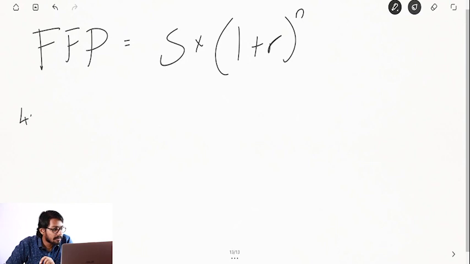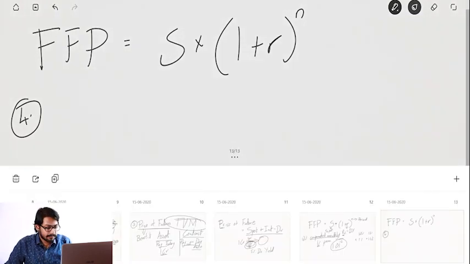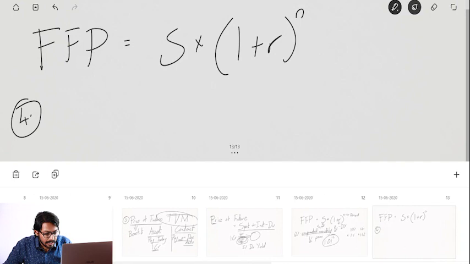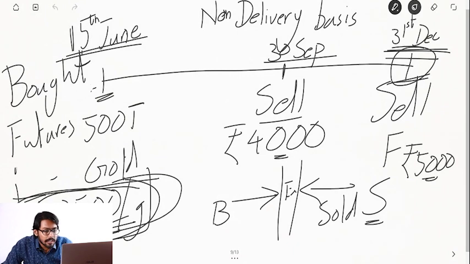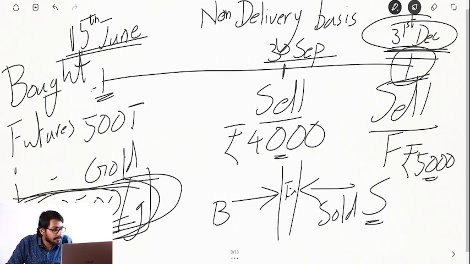Last concept, very important concept, concept number 4. On the due date, on 31st December, you originally bought futures; on the due date, you are selling futures. Or in other words, you entered a contract to buy, and on the due date you are getting the value of gold. So when you sell futures, you should get the value of gold on 31st December. What is the value of gold on 31st December? That amount you should get. Or in other words, the price of future should be equal to the price of gold on the due date. Now look at the formula.